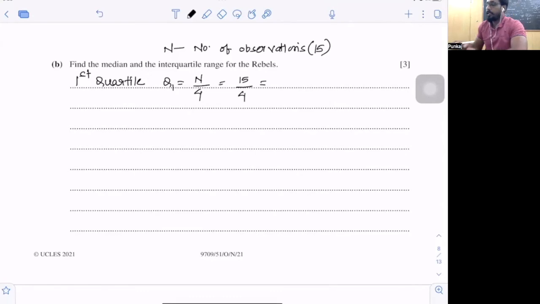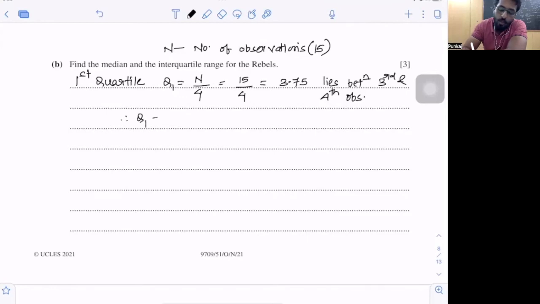Let's take the help of a calculator. 15 divided by 4 is 3.75. This 3.75 lies between the third and fourth observation. It's not an integer. If it is not an integer, you find out which two values this 3.75 is going to lie between, obviously 3 and 4. So the fourth observation becomes your first quartile. So Q1 is the fourth observation.